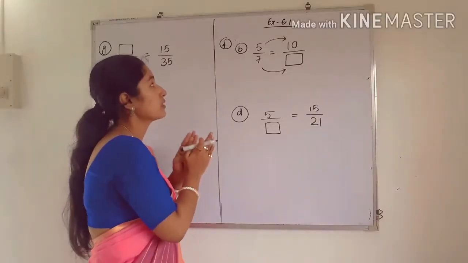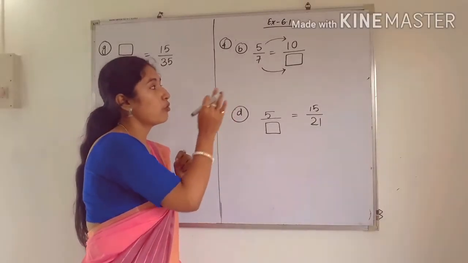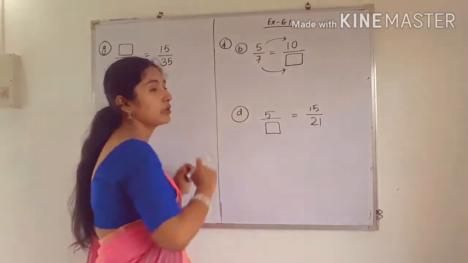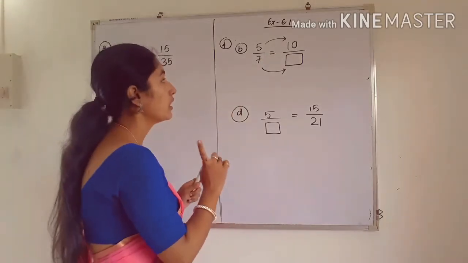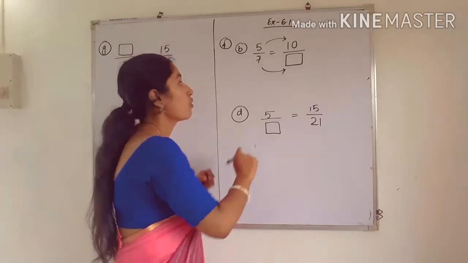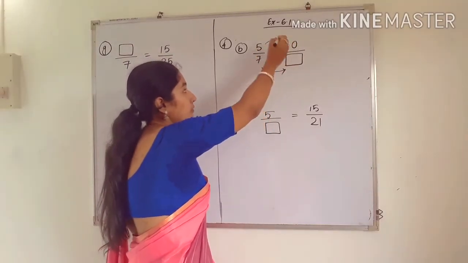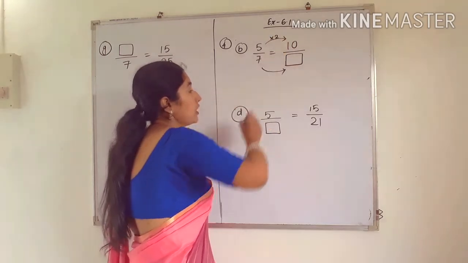Fill in the boxes in question number 4. What number can you put in the box so that the two fractions become equivalent? See here what is given. From that given you can find your answer. See, in the numerator 5 becomes 10. How does 5 become 10? If you multiply it by 2.